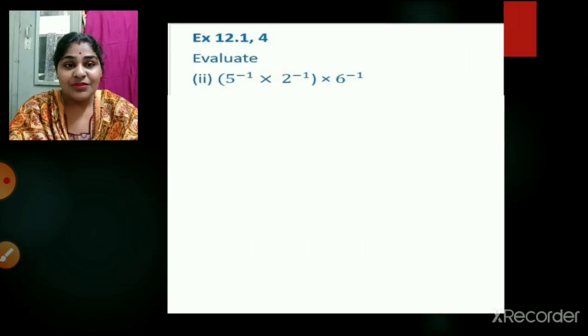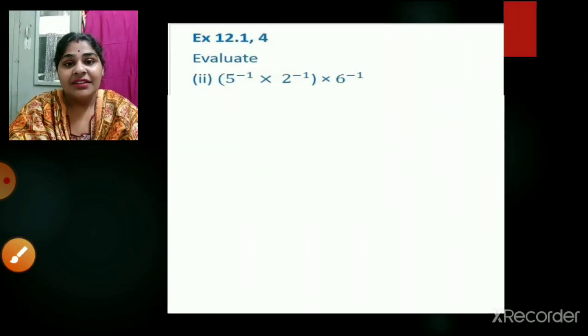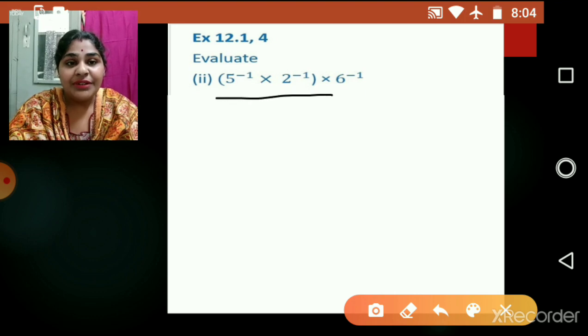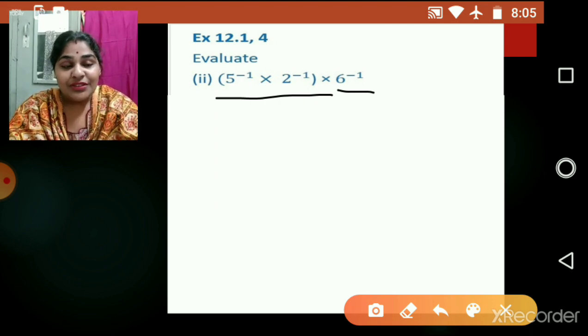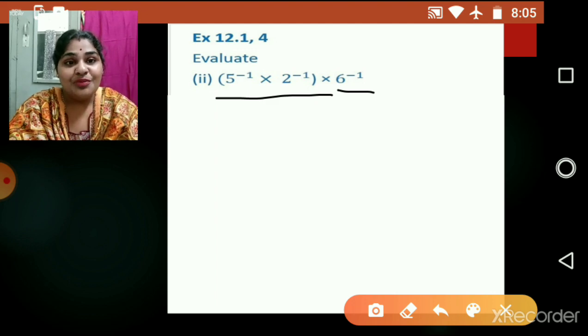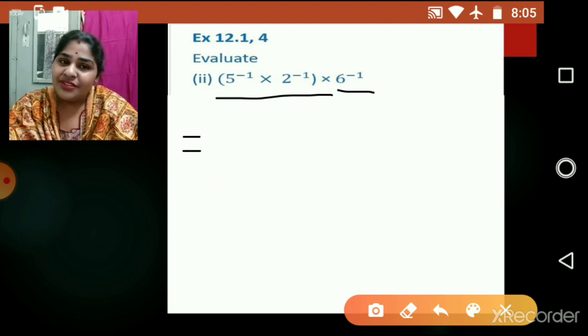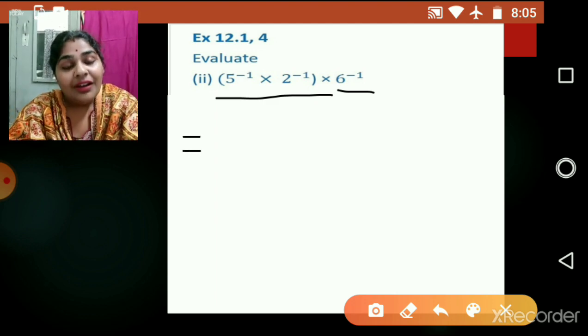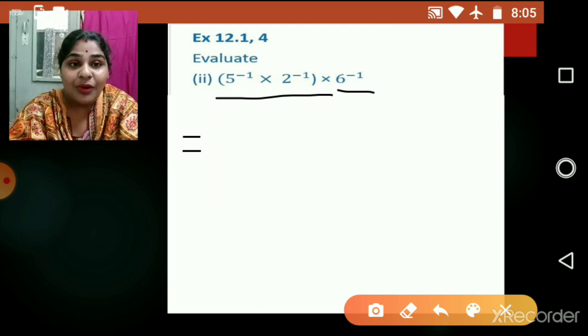So this is one more. It is 5 raised to negative 1 multiplied by 2 raised to negative 1 multiplied by 6 raised to negative 1. So everything here you can see the exponents all are negative. So to make it positive, we use the law. So you can write there using law, a raised to minus m is equal to 1 upon a raised to m.